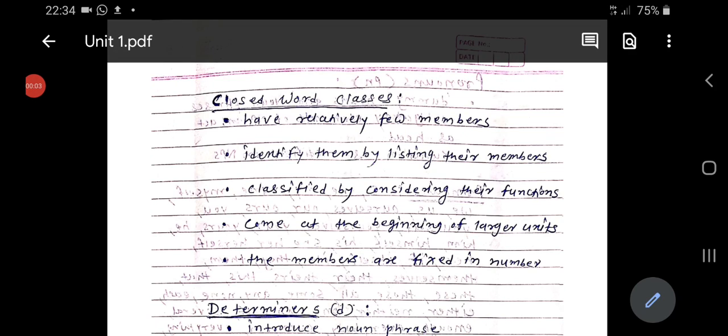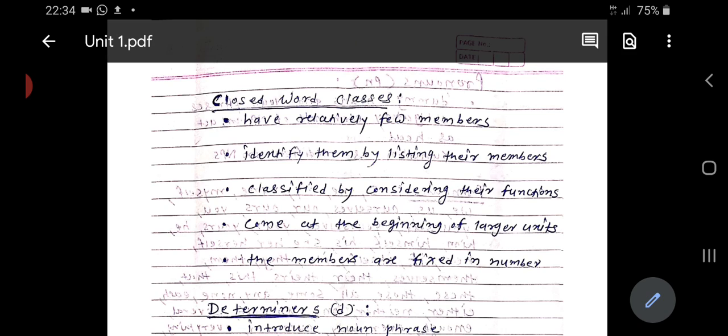Hello students, in today's lecture we are going to discuss closed word classes. Closed word classes have relatively few members, so we can identify each of them by listing their members. They can be classified by considering their functions in the phrases and clauses. They usually come at the beginning of larger units they introduce.